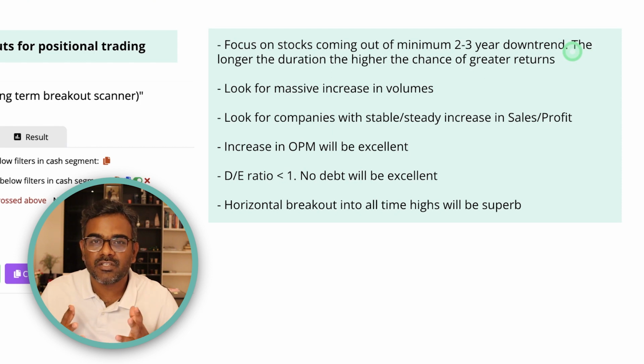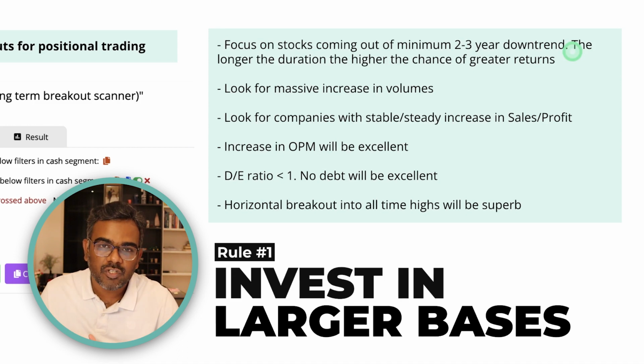So from an investment perspective, if you see a stock which is breaking out of a 3-year downtrend versus a stock breaking out of a 10-year downtrend, then definitely you should be going for a stock which is breaking out of a 10-year downtrend. Now, that's the first rule.